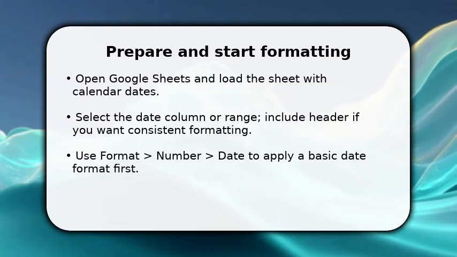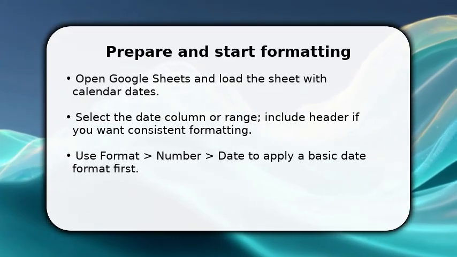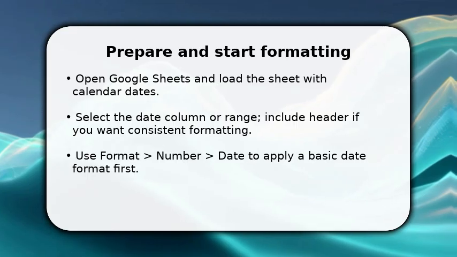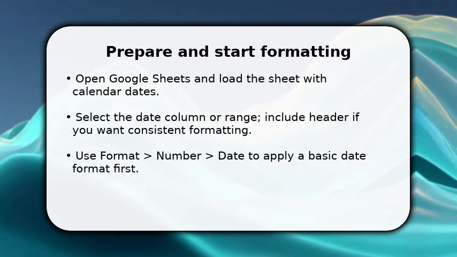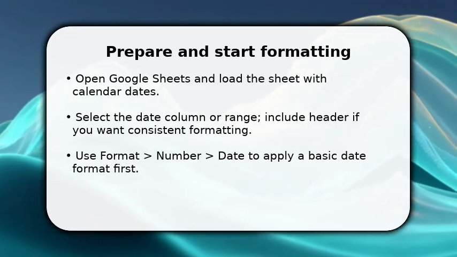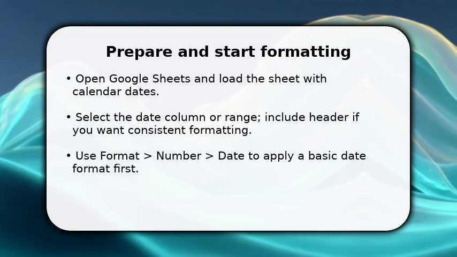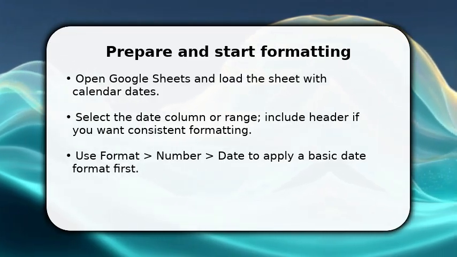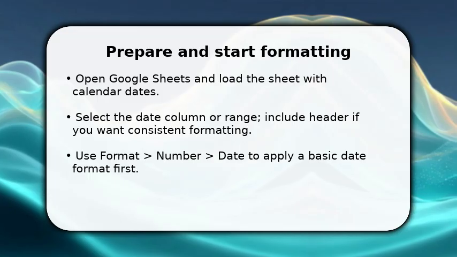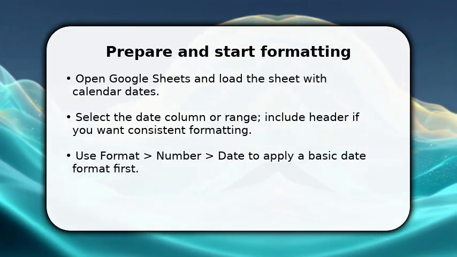You're starting on a sheet with raw dates. First, select the column or range you'll convert. Once selected, use the menu Format, Number, Date to normalize entries so Sheets recognizes them as dates. If some cells aren't converting, check for leading apostrophes or mixed formats and clear them. You can also paste values into a new column to isolate issues. Make sure locale settings match the date style you expect, because that affects parsing and available formats.